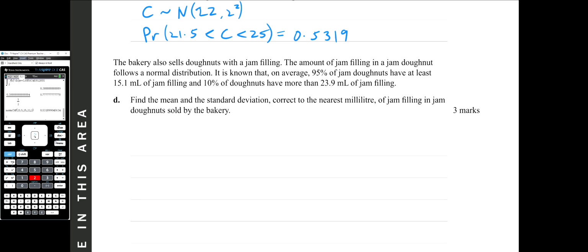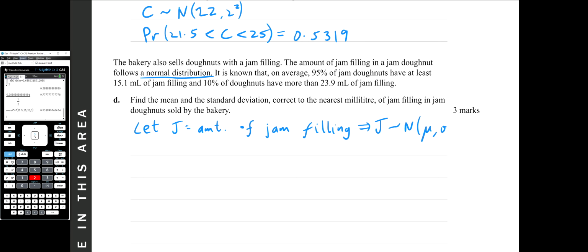Okay, so we know that we've got a normal distribution as well. So we're going to say let J equal the amount of jam filling, and we don't know the mean or the standard deviation. So all we know is that J is normally distributed with a mean of mu and a standard deviation of sigma, or a variance of sigma squared.